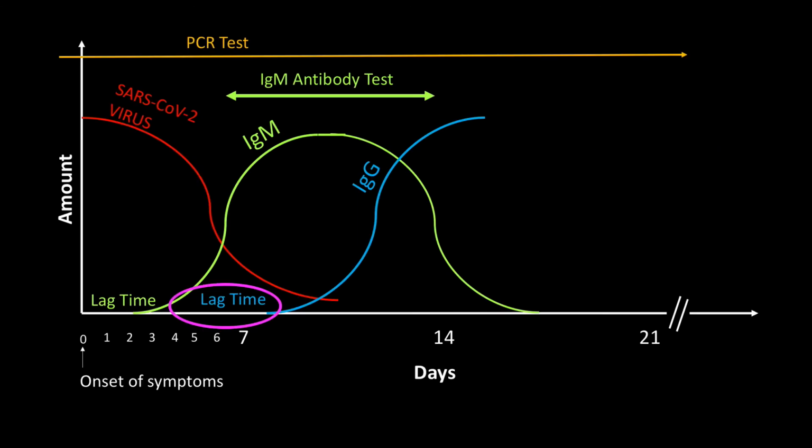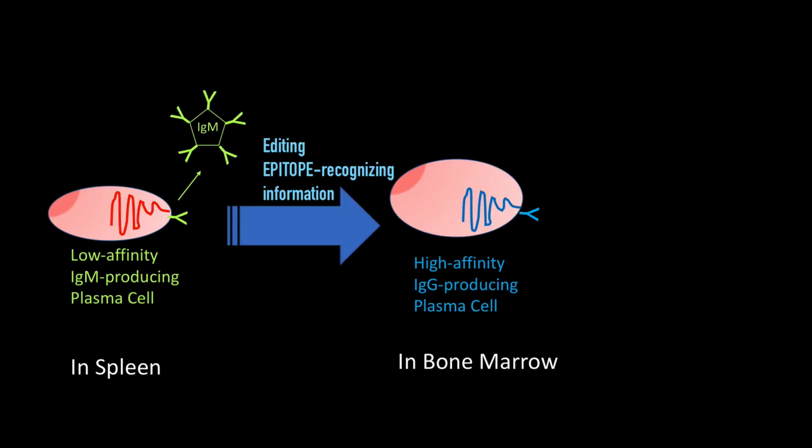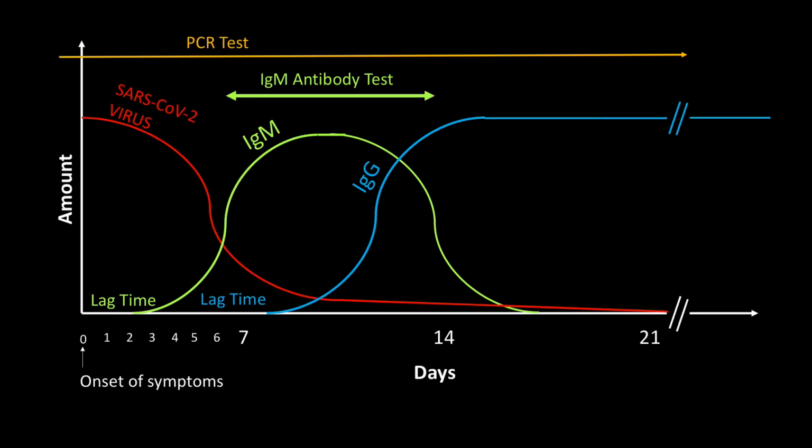Generally, it takes about a week of lag time after the onset of symptoms to generate IgG antibodies. During this lag period, plasma cells that used to produce IgMs undergo an editing process to improve the affinity of epitope recognition by the IgG antibodies that they are going to produce. This editing process is called somatic hypermutation, which takes place at the DNA level of antibody genes. IgG antibodies stay in an individual's blood for a long period of time even after recovering from the infection.